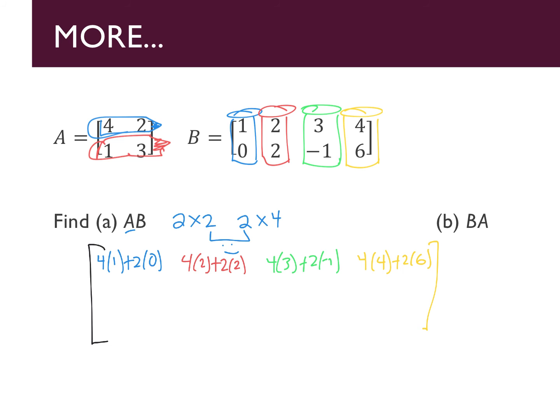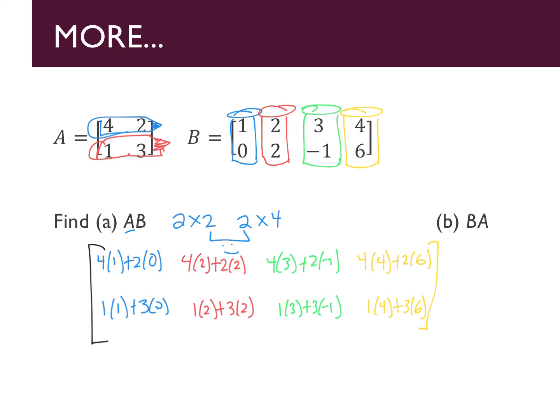So the red pencil this time will go into the blue cup. So 1 times 1 plus 3 times 0. The red pencil into the red cup. 1 times 2 plus 3 times 2. Then the red pencil into the green cup. 1 times 3 plus 3 times -1. And the red pencil into the yellow cup. 1 times 4 plus 3 times 6.